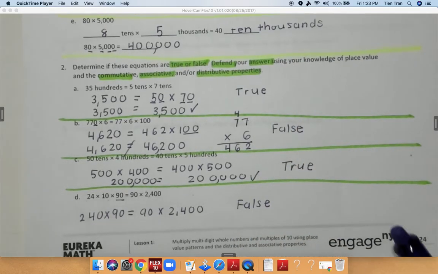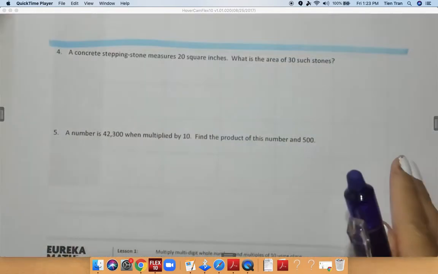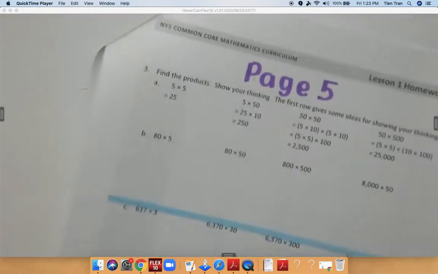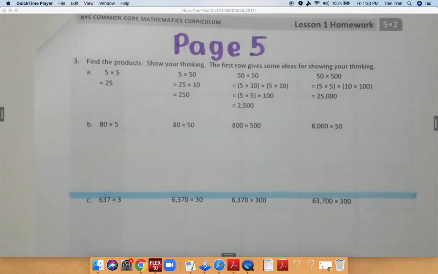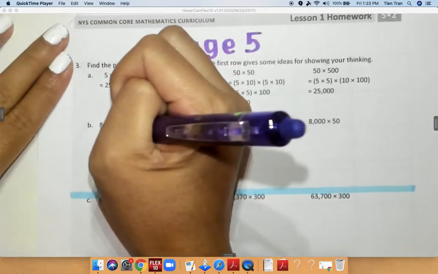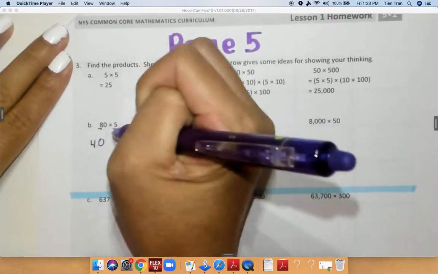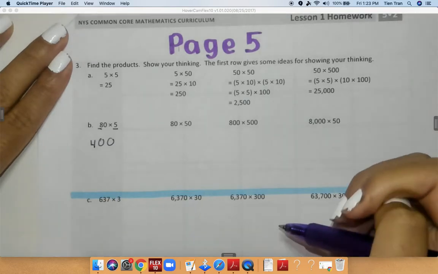So I'm going to make sure I turn the page. And we are now on page number 5. Make sure you are on the right page. And at the top, they give you an example, right? So they're multiplying the numbers together. And that's exactly what we are going to do. We have 80 times 5. 8 times 5 is equal to 40, and then I'm going to add a 0 at the end.